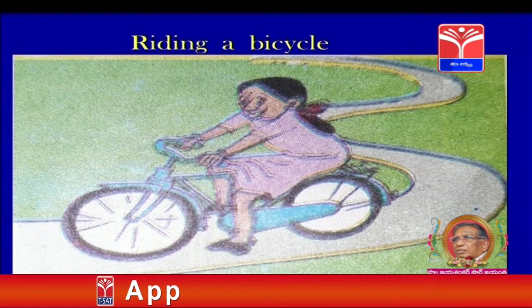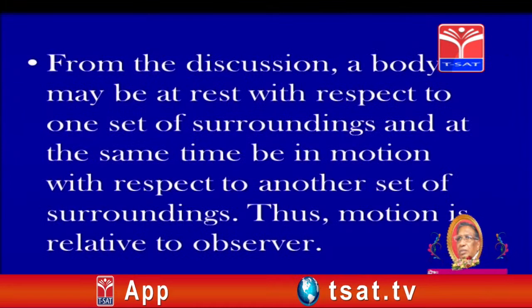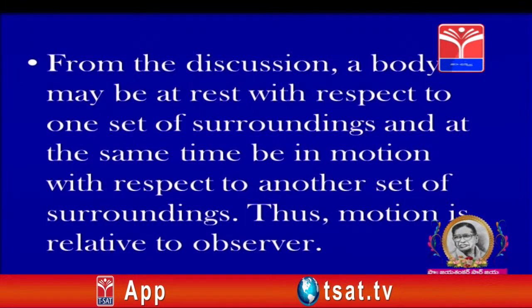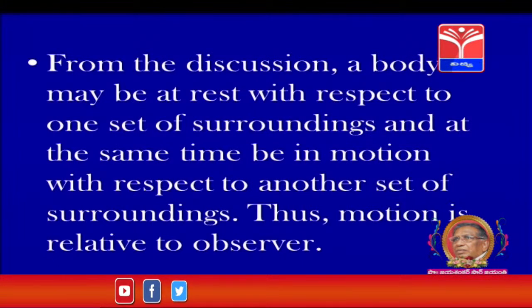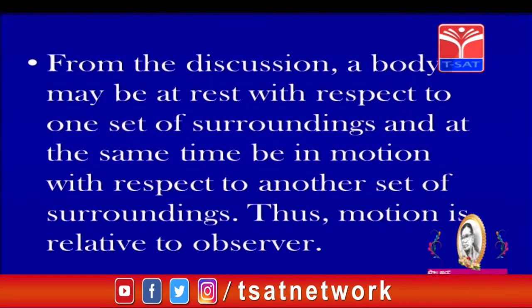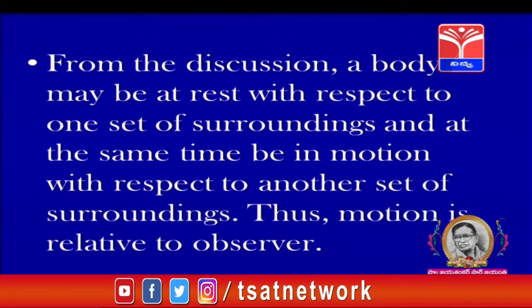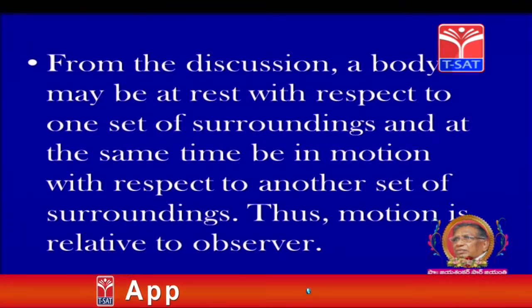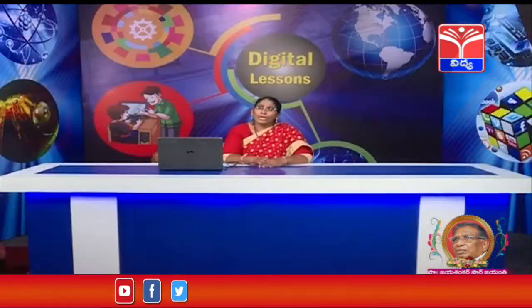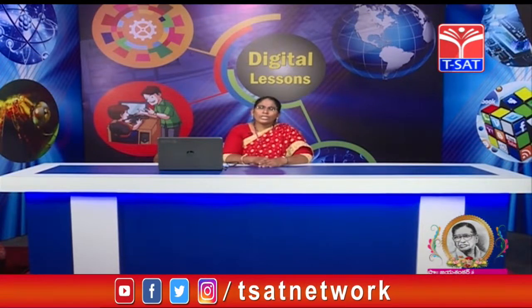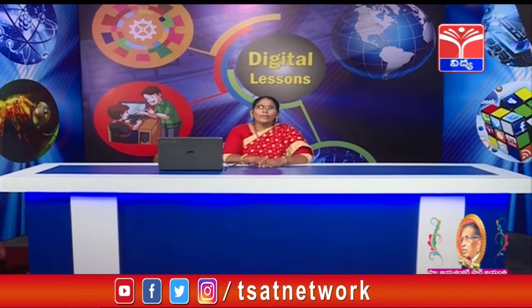From the discussion, a body may be at rest with respect to one set of surroundings and at the same time in motion with respect to another set of surroundings. So, motion is relative to the observer. That is, if a person is moving, he can feel the objects around him are moving, but it is not true. They are at rest, only the person who is travelling is in motion. So, we understood from this that a set of surroundings changes according to the observer.